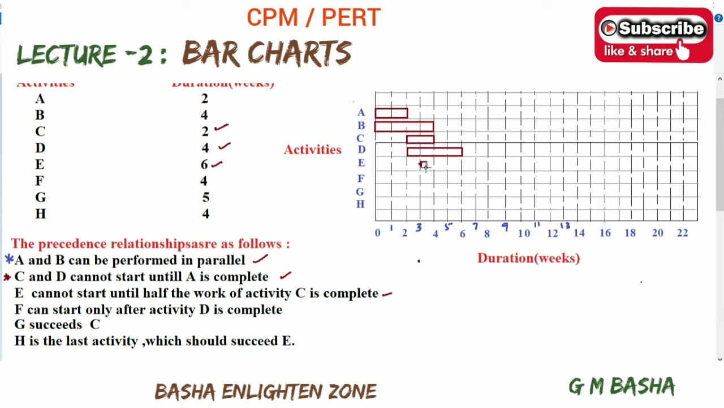So 3 to 4, 5 to 6, 7, 8, 9. Okay, 1, 2, 3, 4, 5, 6. So E will end around the ninth week.